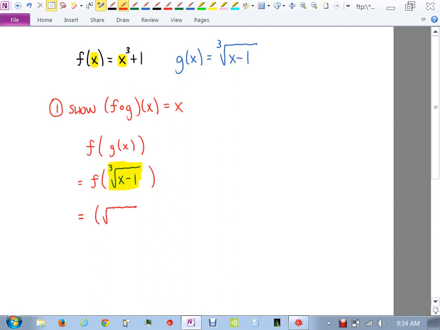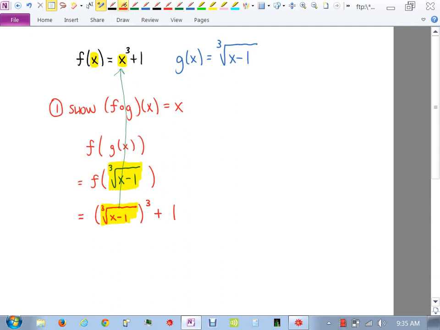So I'm taking the cube root of x minus 1, cubing it, and adding 1. Does everyone see that all I've done is taken this and plugged it in like I would right here? So it's getting cubed and adding 1. Does that make sense? Is that all right? Yes.